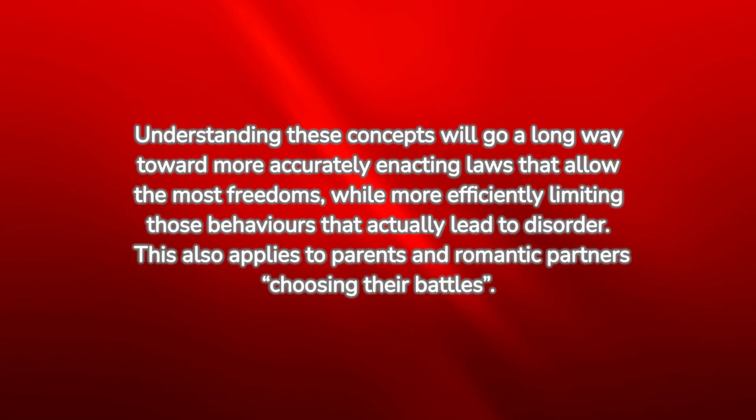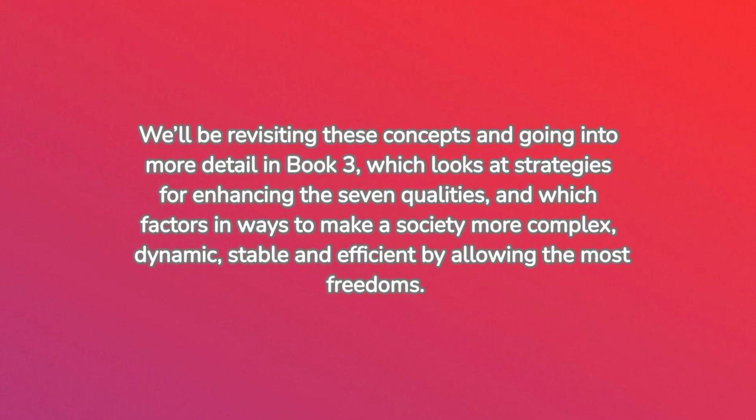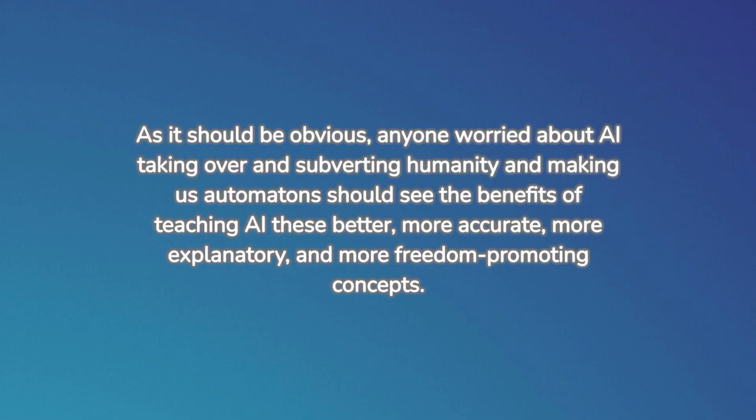Understanding these concepts will go a long way toward more accurately enacting laws that allow the most freedoms, while more efficiently limiting those behaviors that actually lead to disorder. This also applies to parents and romantic partners choosing their battles. We'll be revisiting these concepts and going into more detail in Book 3, which looks at strategies for enhancing the 7 qualities and which factors in ways to make a society more complex, dynamic, stable, and efficient by allowing the most freedoms. As it should be obvious, anyone worried about AI taking over and subverting humanity and making us automatons should see the benefits of teaching AI these better, more accurate, more explanatory, and more freedom-promoting concepts.